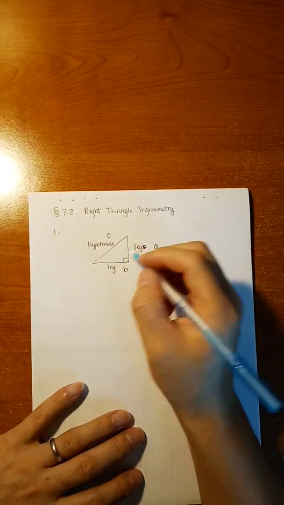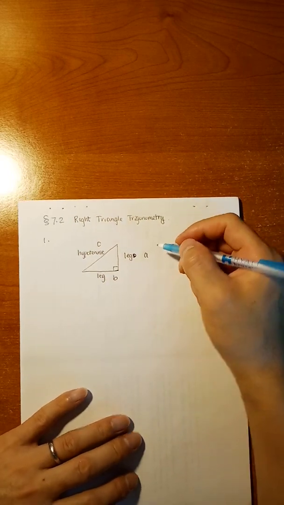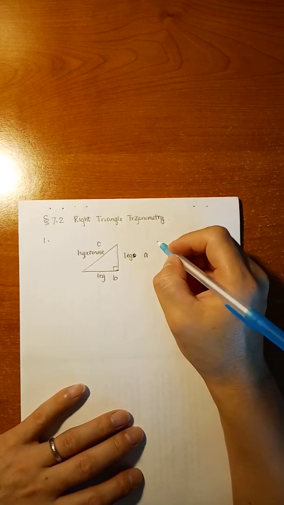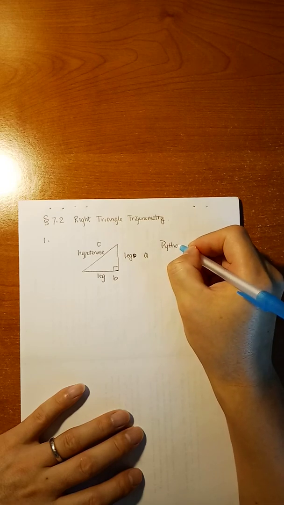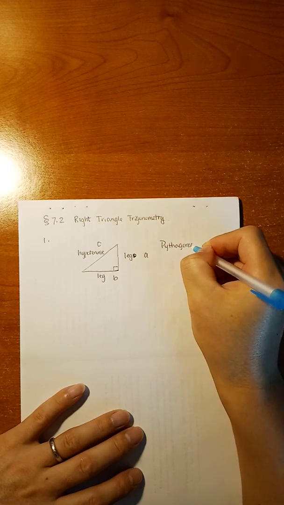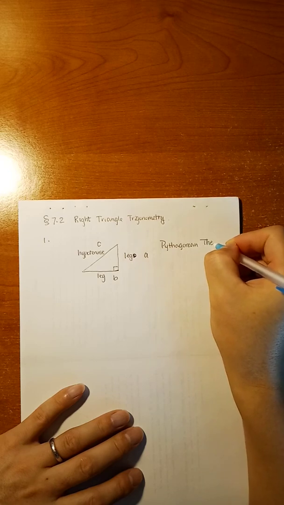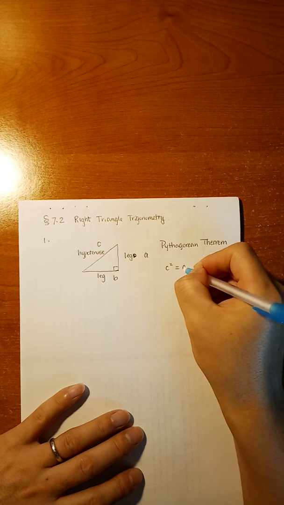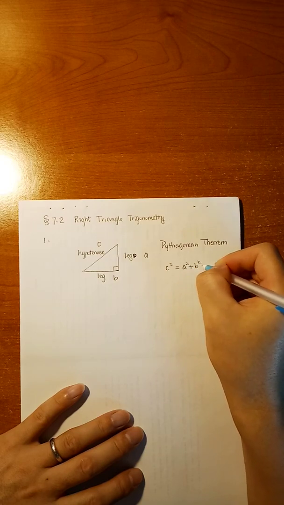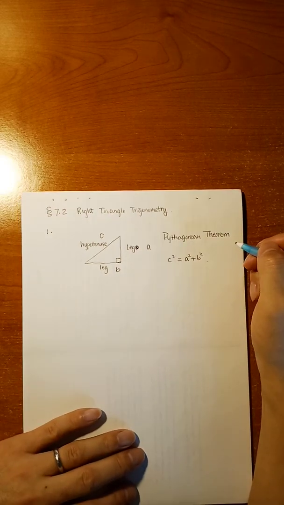Then the Pythagorean theorem, the most important theorem in trigonometry. It says hypotenuse squared is equal to A squared plus B squared.